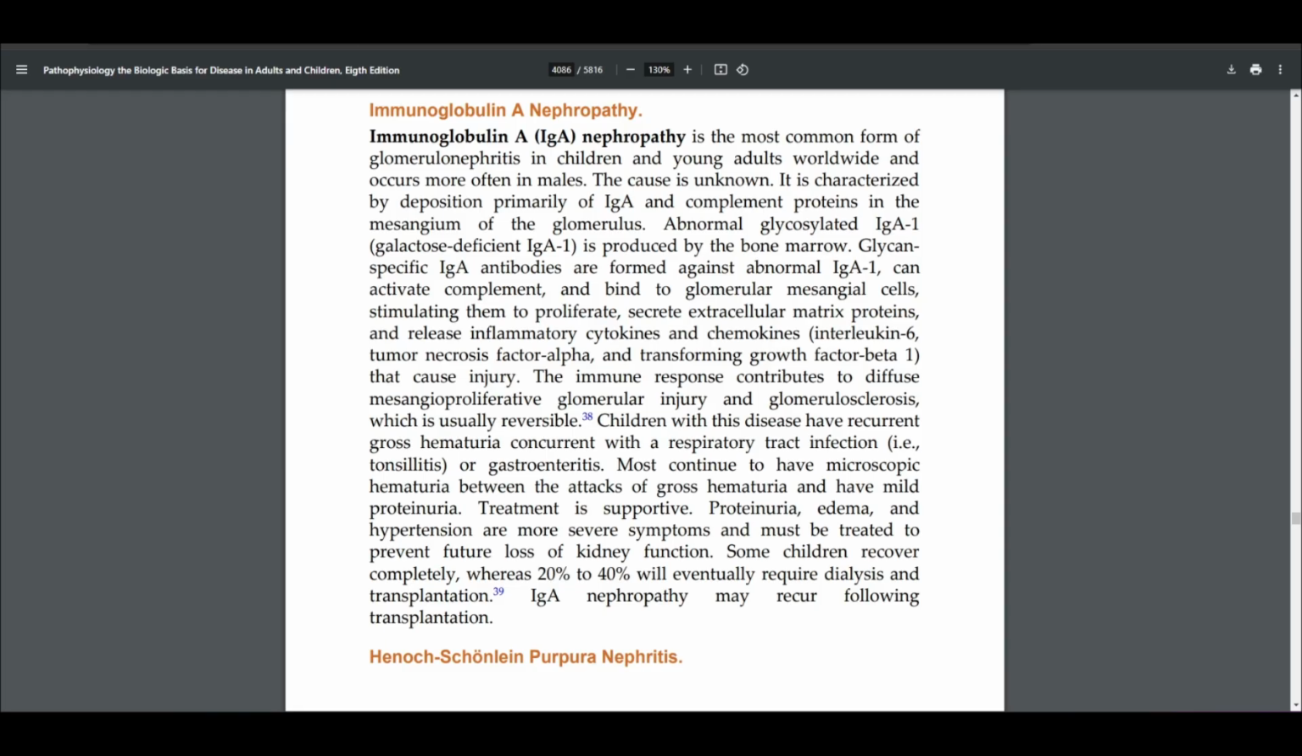Children with this disease have recurrent gross hematuria concurrent with respiratory tract infections, tonsillitis, or gastroenteritis. Most continue to have microscopic hematuria between the attacks of gross hematuria and have mild proteinuria. Treatment is supportive. Proteinuria, edema, and hypertension are more severe symptoms and must be treated to prevent future loss of kidney function. Some children recover completely, whereas 20 to 40% eventually will require dialysis and transplantation.